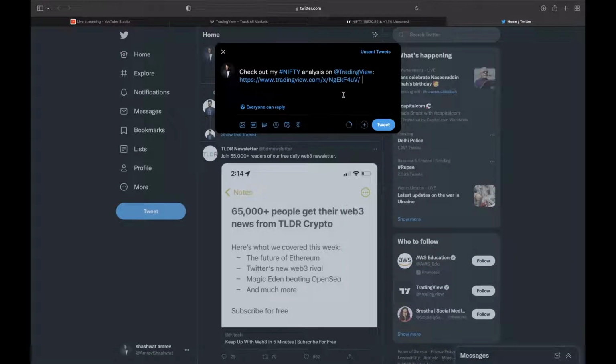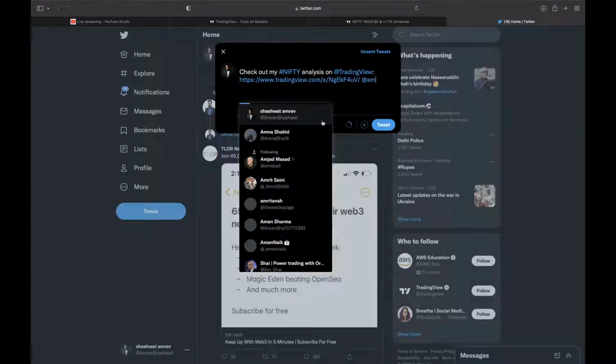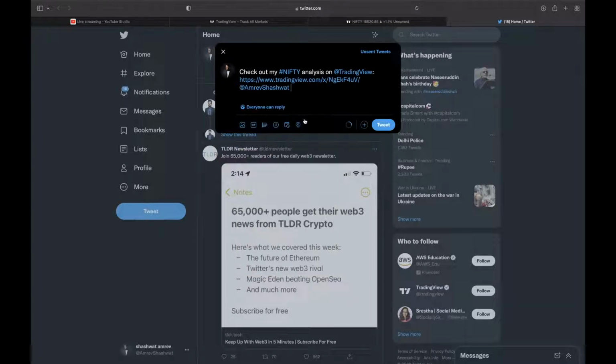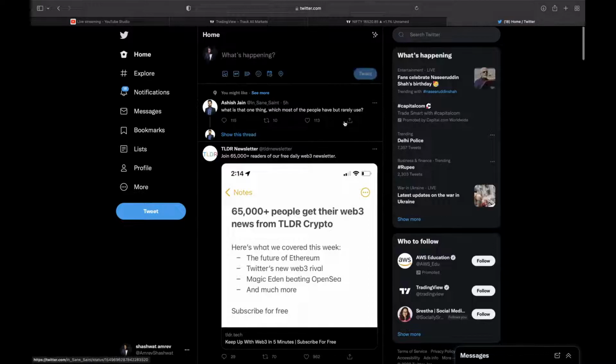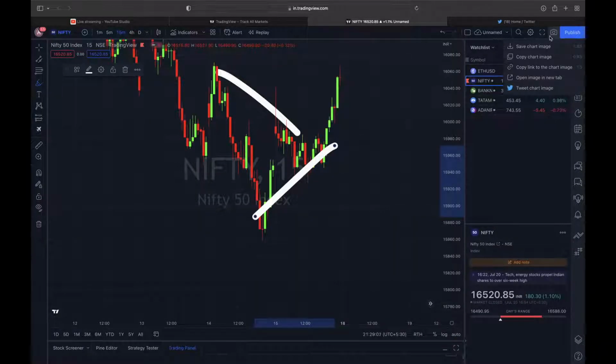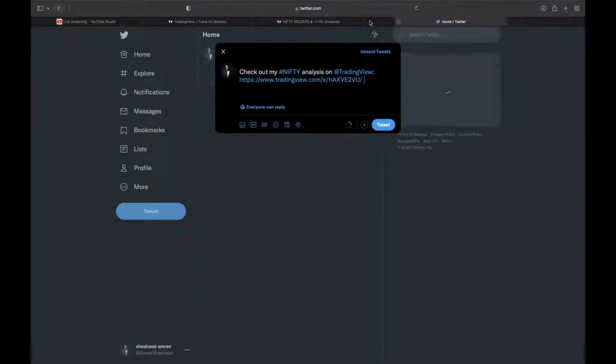So it will open Twitter. Just tag me at Amrev Shashwat, okay? Like this, and then just tweet this. So this will tweet a photo and I can watch all the photos and then I can help you out to learn. When you tweet this, I'll show you. I'll just tweet this, okay? Your homework will be this, guys. Just go tweet this, okay?